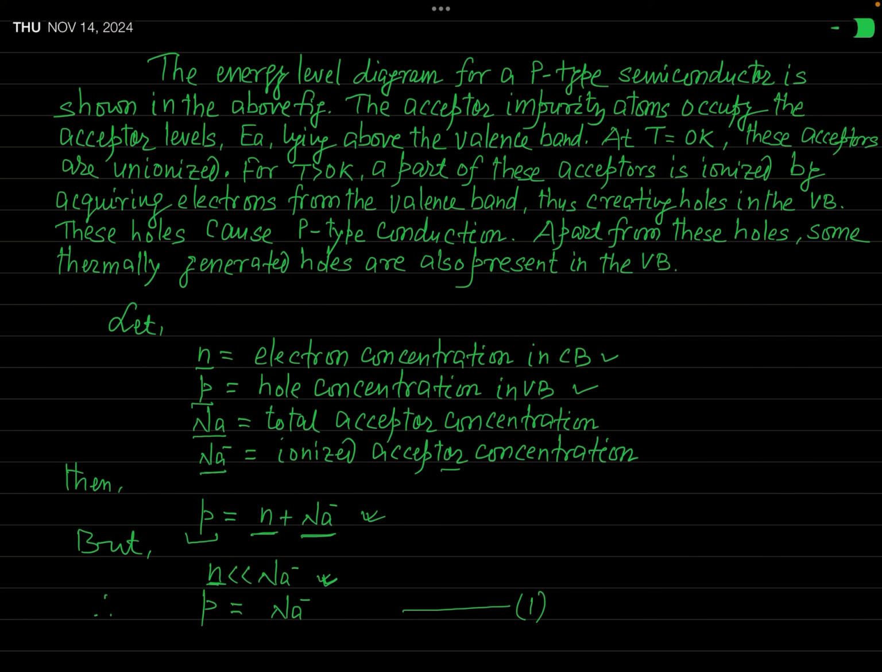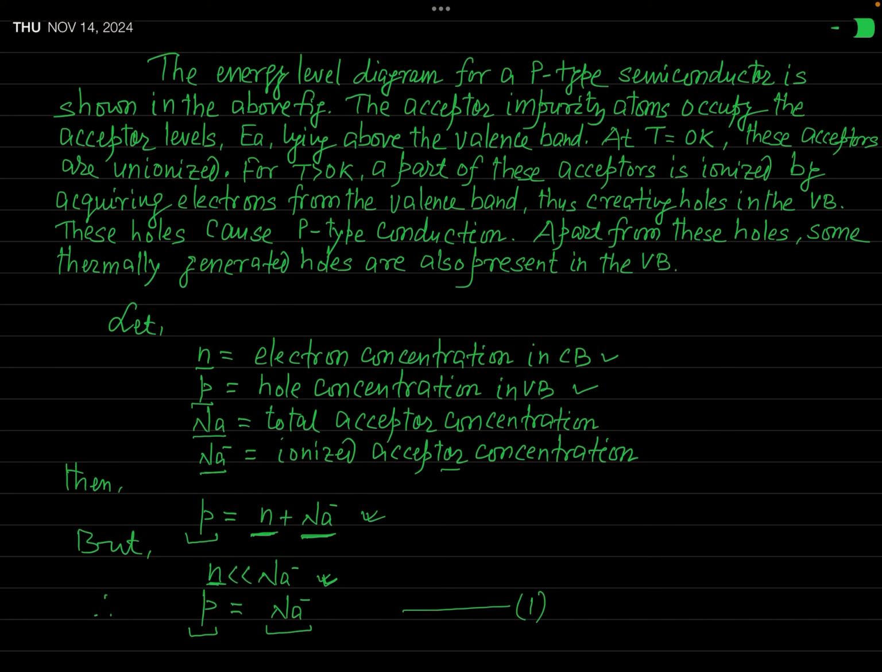And if n is much smaller than Na minus, then you can easily neglect n, the concentration of electrons in the conduction band, with respect to Na minus. So for the time being, we can say that P, the concentration of holes in the valence band, is almost equal to the concentration of ions in the acceptor level. Okay, so P is almost equal to Na minus.